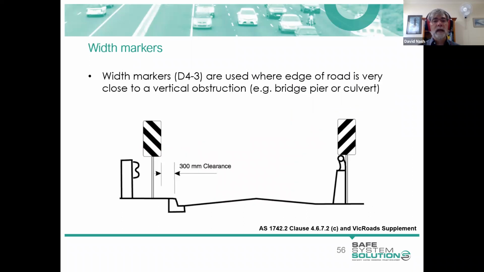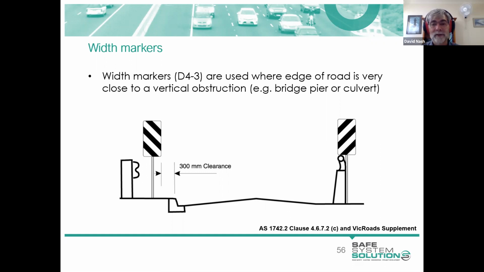Width markers. So width markers are used where the edge of the road is very close to a vertical obstruction, such as a bridge pier or a culvert. And the idea is that they sort of form a valley, if you like. So the stripes have to be angled down, pointing towards the centre of the road, or towards the middle of the road somewhere. I mean, they're a 45-degree angle. You're not going to change the angle of the stripes. But if you turn the sign upside down, it's still got the stripes in the same direction.